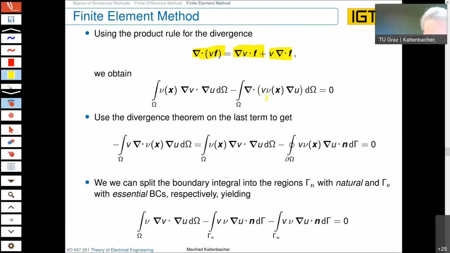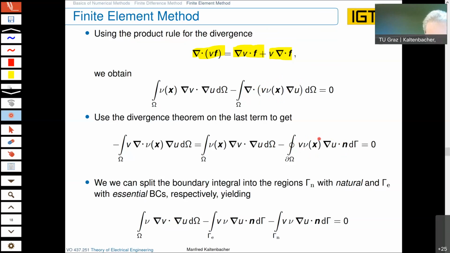I have just written it explicitly, where we have the test function, the material parameter, and the gradient of u. The gradient of u multiplied with the material parameter was our vector f. And that has to be equal to 0. And now, clearly, and that is the nice thing, we can expand this term here by the divergence theorem. So instead of the divergence of this whole part here, we can rewrite this as a surface integral, as written here.